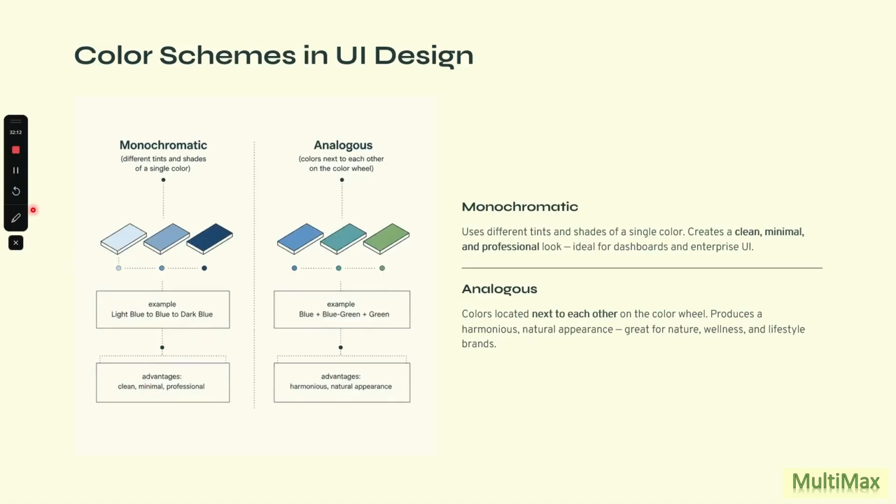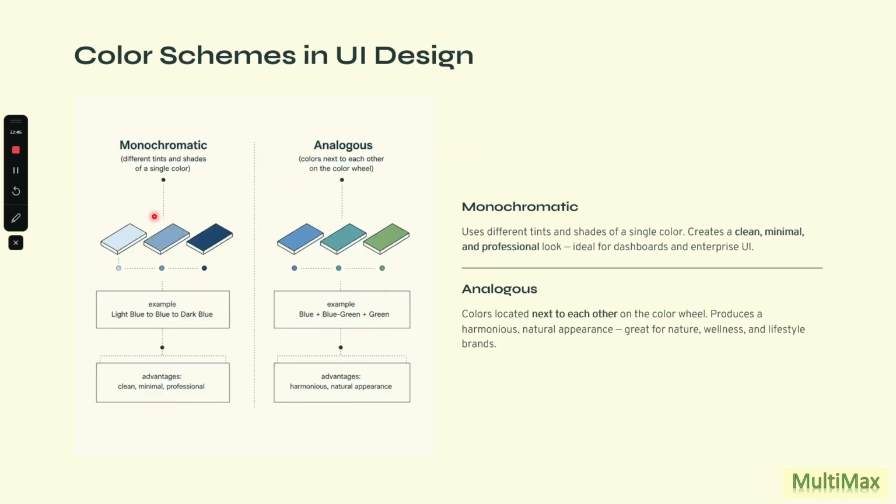Advantages: clean, minimal, proportional. So that's the monochromatic. We can choose one color from light to dark. If I choose green, it means from light green to dark green. That's monochromatic.